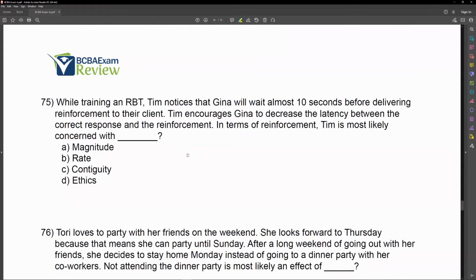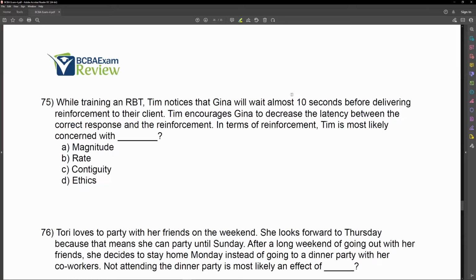75. While training in RBT, Tim notices that Gina will wait almost 10 seconds before delivering reinforcement to their client. Tim encourages Gina to decrease the latency between the correct response and the reinforcement. In terms of reinforcement, Tim is most likely concerned with what? Based on our information, Gina waits 10 seconds before delivering reinforcement to their client. This is way too long, right?